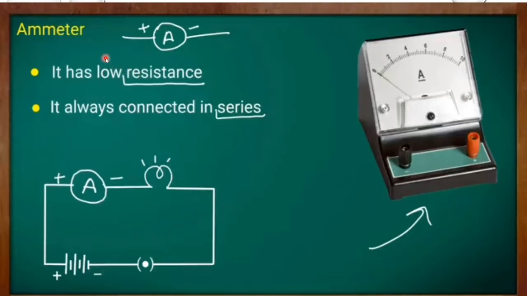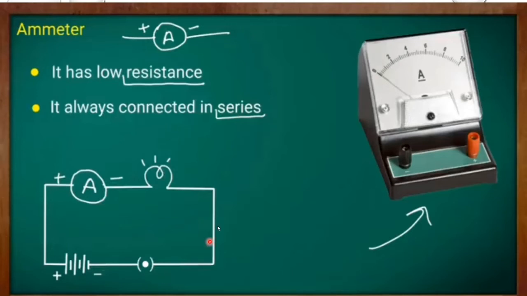So now let us see the properties of an ammeter. It has low resistance. So what do you mean by resistance, children? It is a property of a conductor to oppose or resist the flow of charges through it. You're going to learn more about this resistance in the further classes. Now, the second property is it is always connected in series.